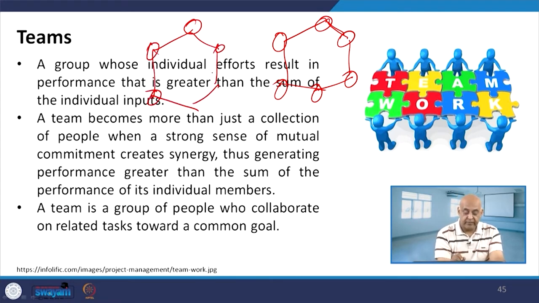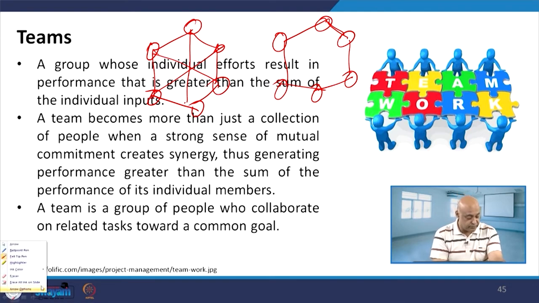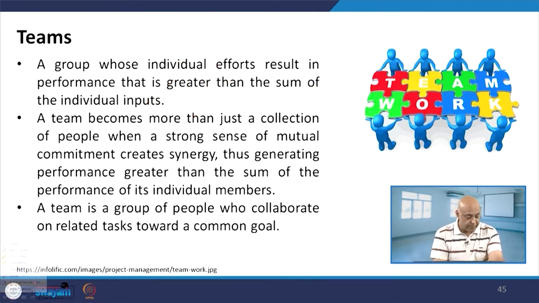When I say this is the group of persons who are working, they are connected with each other. So, it is not only that they are formally interdependent, but they are informally also interdependent on each other. Then with this synergy, we will say that this group is converted into a team. Whenever this group has to convert into a team, it is for what purpose? It is for performance.